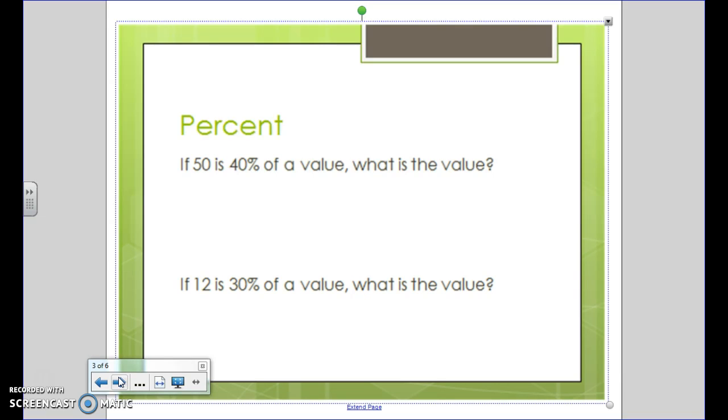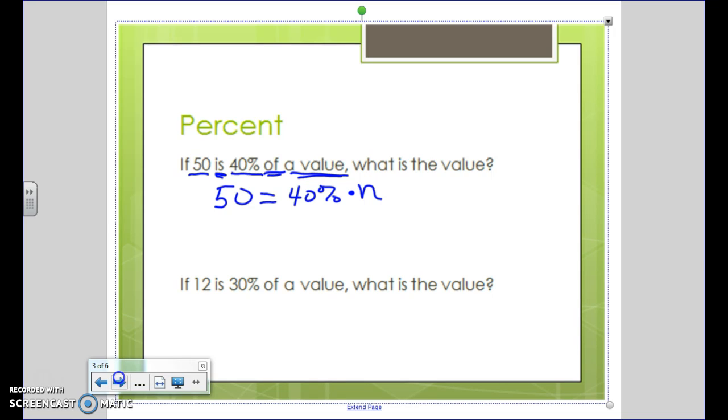We're going to set up an equation and try to figure out what the problem's asking. It says, if 50 is 40% of a value, what is the value? Now we practiced number sentences as well. I see 50 is 40% of a number or a value. We don't know what the value is, so let's just use n or x or y or z or whatever letter you would like to use would be fine. And so now what I have here is an equation. I have an equal sign. I have 50 on one side balanced with 40% of a number that we don't know on the other side.